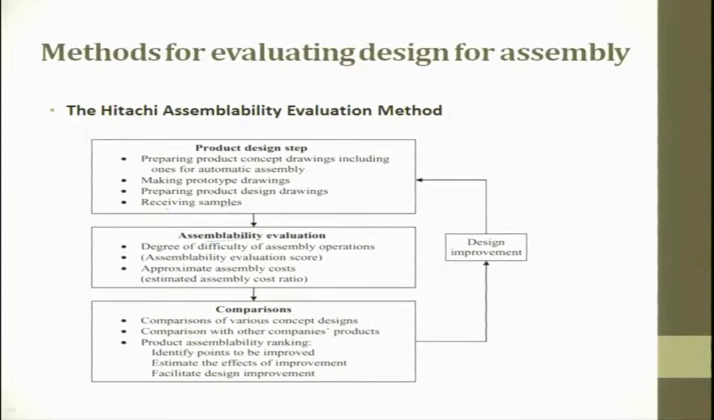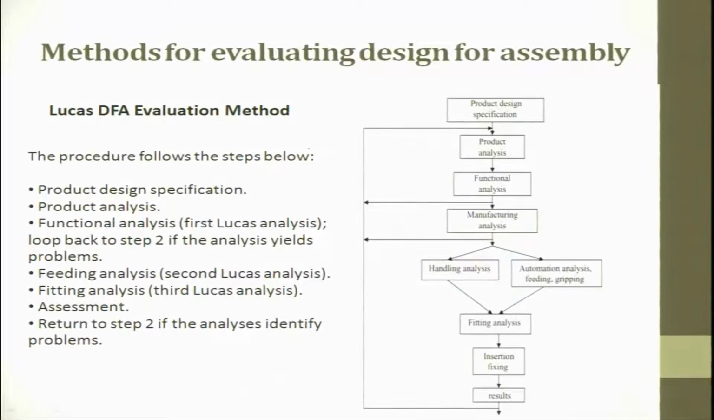So, it identifies the point to be improved, estimates the effect of improvement and facility design improvement. This design is an iterative process. So, it keeps going back and forth. So, comparison, as an evaluation and then design step. Once you make a design, then you start assembly, evaluation is done, then it is compared, then once again the product design is reiterated and it starts again. This method is called the Hitachi method of design for assembly.